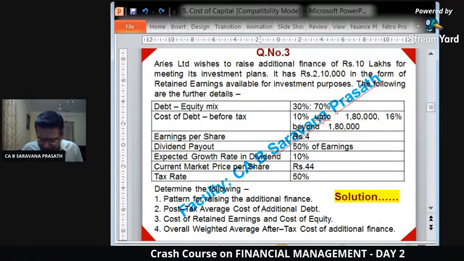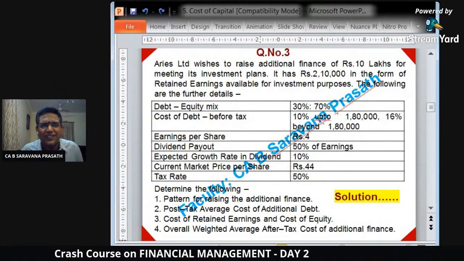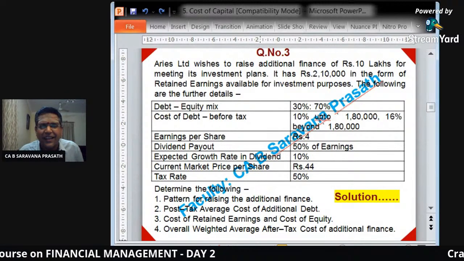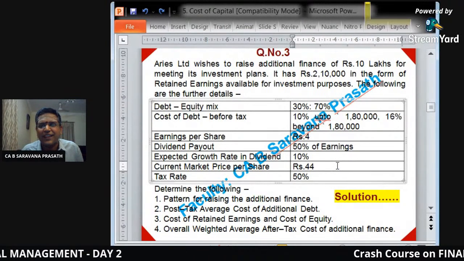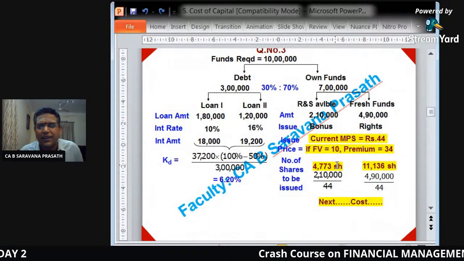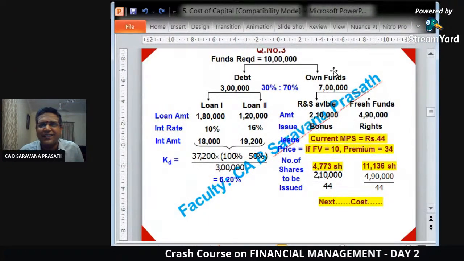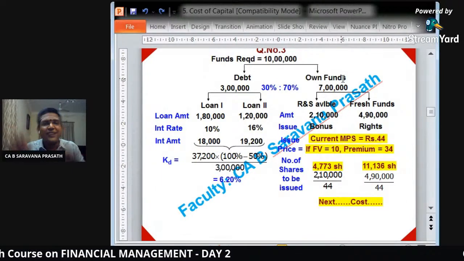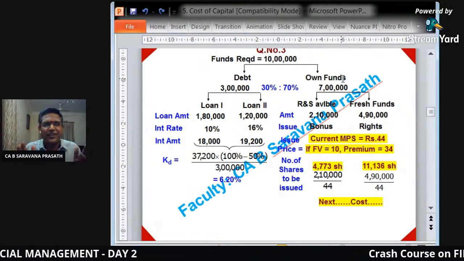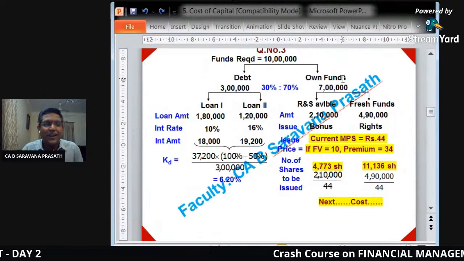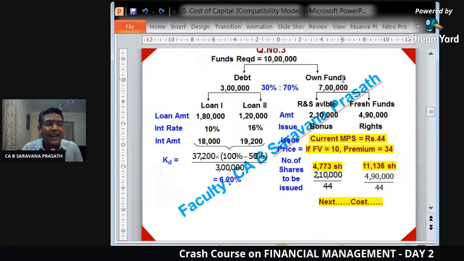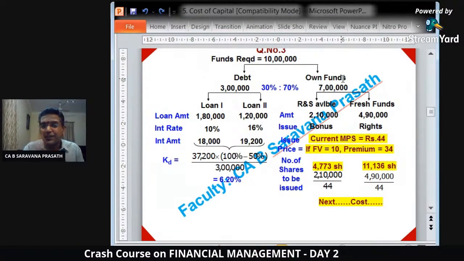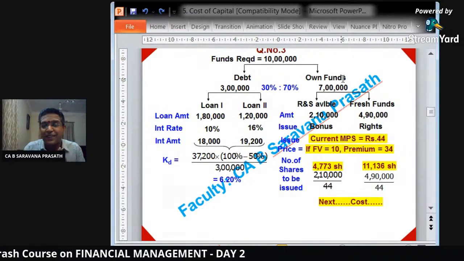So, having told you this much, I'll go to this slide, the second part of the answer part of this question, so that you will be able to connect with this better. So let's have a look at this slide. Total funds requirement is equivalent to 10 lakh, split into debt and equity. 30:70, so 3 lakh and 7 lakh. Loan amount, this 3 lakh will be split into two loans as per the question because interest rates are different.